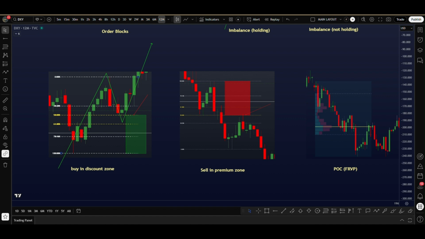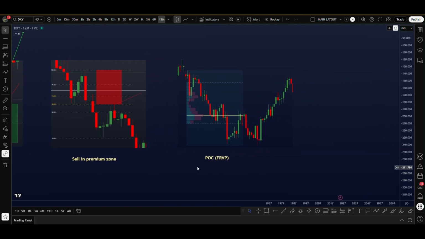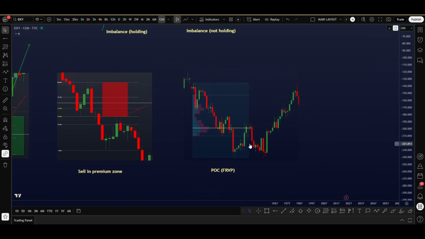So the next tool I like to use is the POC, the point of control from the fixed range volume profile. This tool is available in TradingView. You can use it. In this tool, I like to use specifically the point of control zone. Let me take my brush, which is this yellow line, for example.